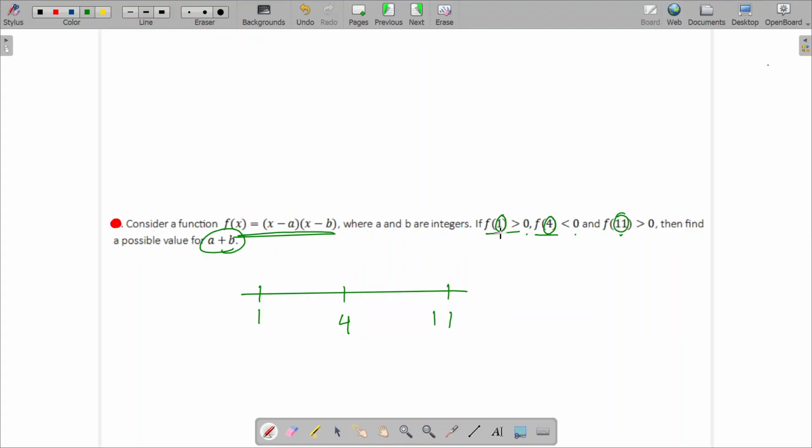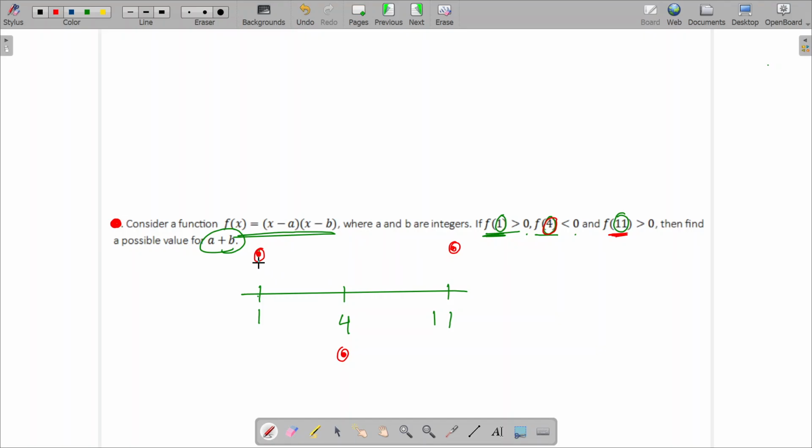Now, when x equals 1, the function is greater than 0. That means it will lie somewhere above the x-axis. Function f means what? Your y value, right? When x is 4, the function is less than 0, so it will lie somewhere below the x-axis. At x equals 11, the function is greater than 0. Again, it will lie somewhere above the x-axis. I don't know where, but of course above 11.